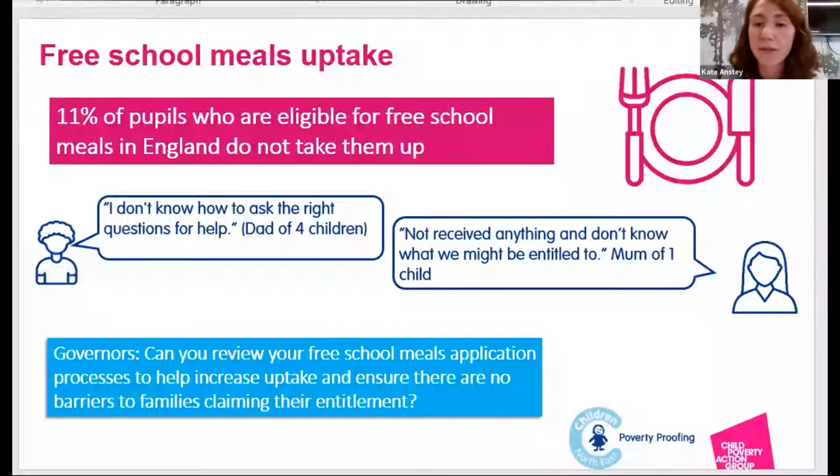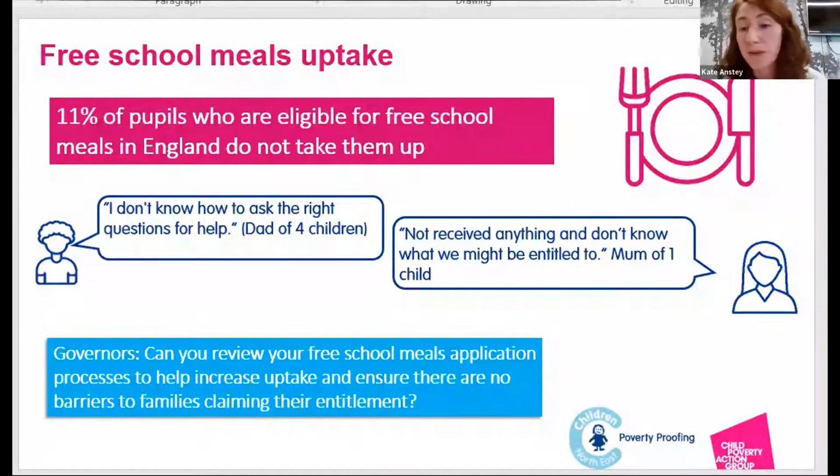Again, I think this has cropped up in the chat around free school meals, the uptake of free school meals. The most recent data suggests that there are 11% of pupils who are eligible for free school meals in England but do not currently take them up, so they do not register. And I guess the reason for that, there are lots and lots of different reasons why different families don't register.